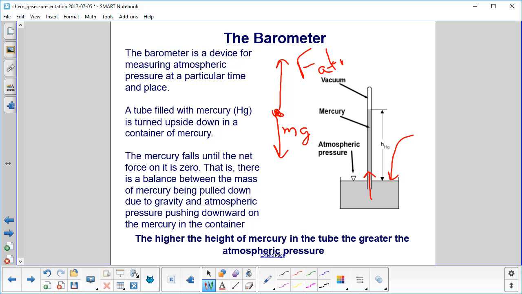So the mercury will rise until the force of the atmosphere is balanced by the mass of the mercury in the tube, or fall as the atmospheric pressure gets smaller. So the greater the height of mercury in the tube, the greater the atmospheric pressure. This force here pushes it up further before it's balanced by the greater mass of mercury in the tube.